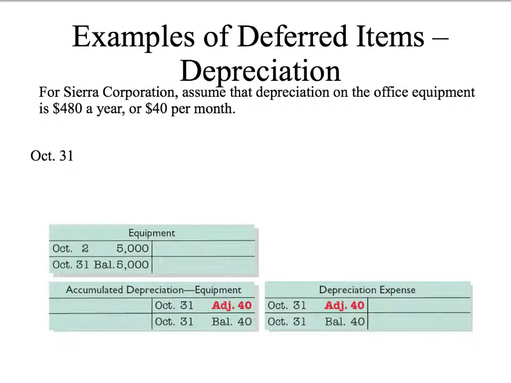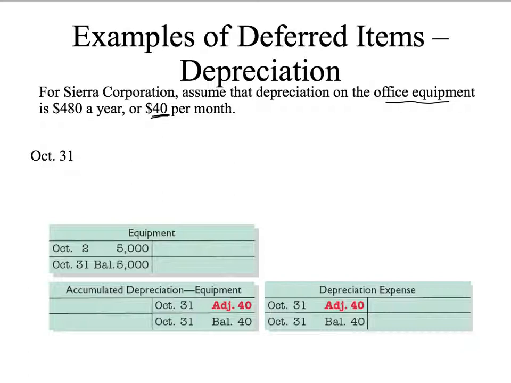Now another type of deferred item is depreciation. Depreciation is the using up of our physical assets like buildings, equipment and trucks. And so as the accounting period goes along, we are consuming these assets. And at the end of the accounting period, we must recognize that we've used up some of that asset. So here, assume that we're talking office equipment and that we depreciate $480 a year or $40 a month.